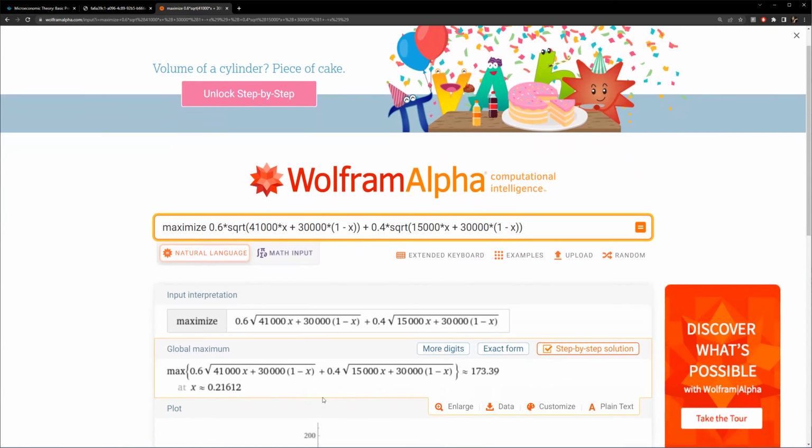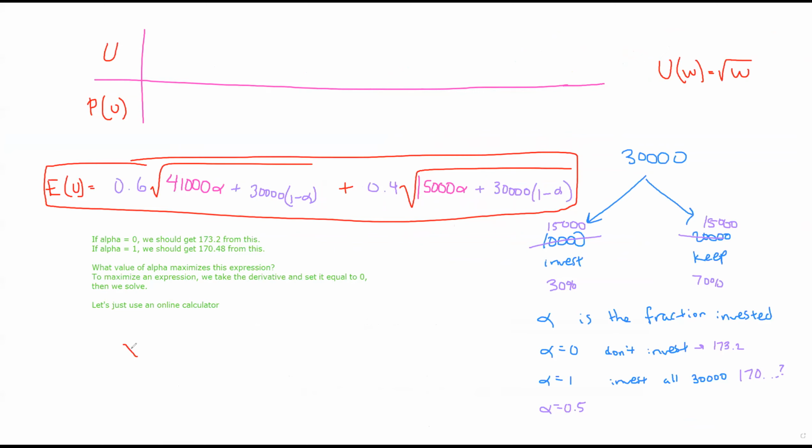126 over 583, or approximately 21.6% of our money goes to the investment. So there's x equals 0.2162. Alpha equals 0.216. So that says we will invest approximately 22% of our $30,000. We will keep the remaining 78%. This will make us the happiest.